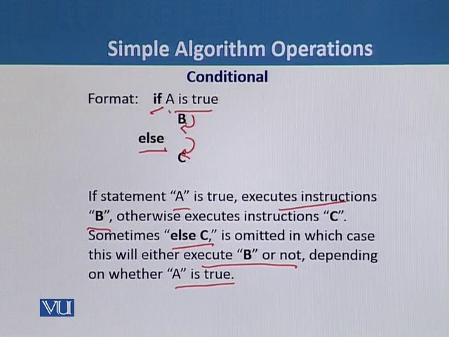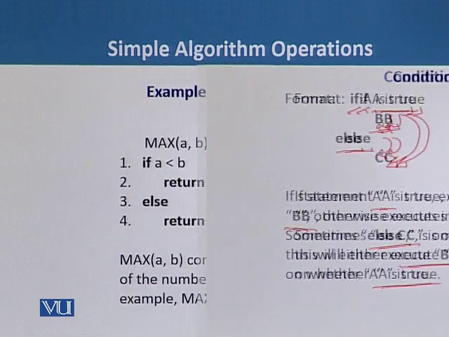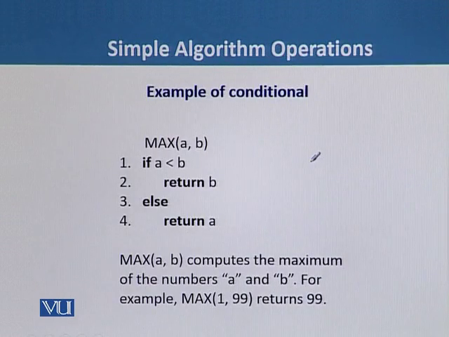If A is true, meaning that if the value of A is according to our condition set for some integer and it is true, then it will execute another set of instructions, that is B. And if A is not true, then it will bypass B and will go to C. So now we will consider an example of this conditional algorithm.